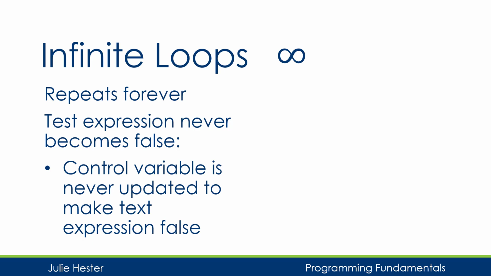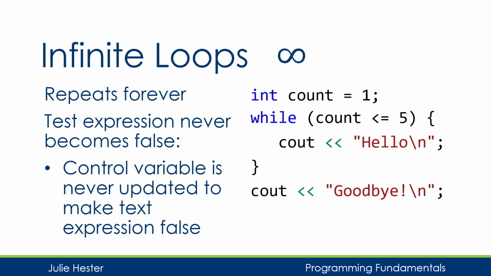So let's see what that would look like in this code example. And this is the same exact code we've been looking at here. I'm initializing my control variable to 1. I have a test expression that compares count to 5. And I have a loop body that prints hello if the test expression is true. But the difference here is that I don't have the line of code that ever modifies count. And so count will always have a value of 1. Count's value never gets modified.